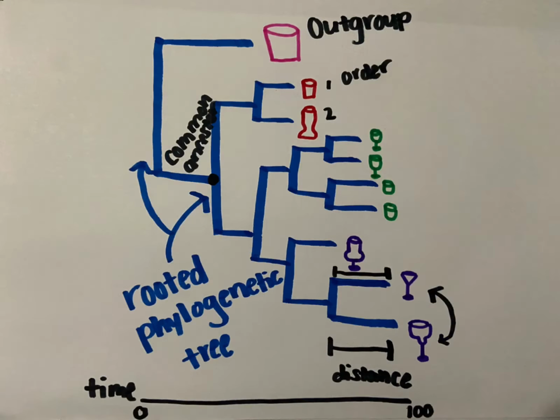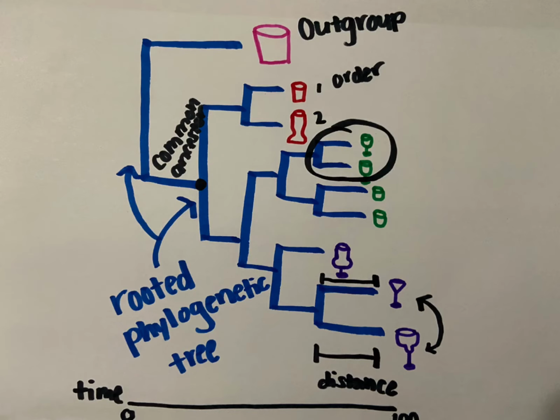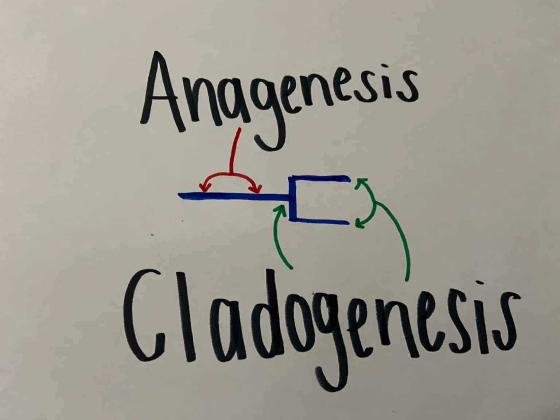The branches in this phylogenetic tree are the horizontal lines and are indicative of the time it took for the different objects to evolve. More closely related items will have shorter branches, as seen between the red and white wine glasses. There are two different forms of evolution that can be seen in our phylogenetic tree.